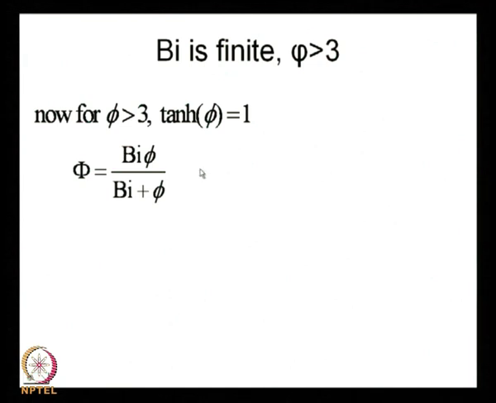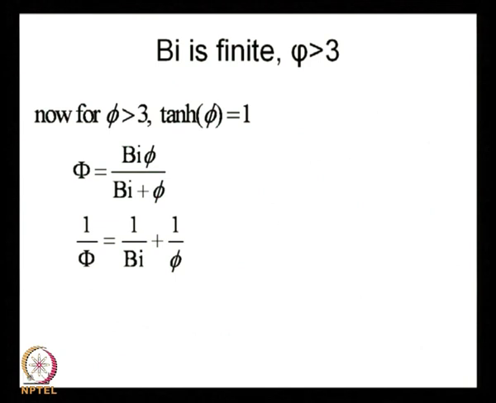So, the observed Thiele modulus is Biot number times phi divided by Biot number plus phi. Okay. So, what do you find over here? If you take the observed Thiele modulus, 1 over big phi would be 1 over Biot number plus 1 over intrinsic phi.